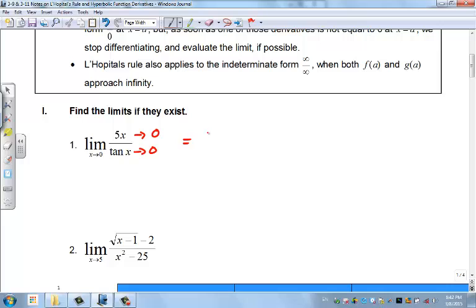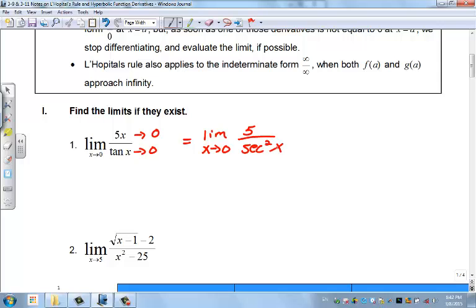So I can say this is equal to the limit as x approaches 0 of the derivative of the top, which is 5. The derivative of tangent, tan of x, is secant squared of x.